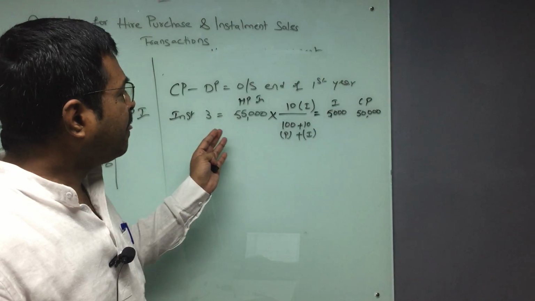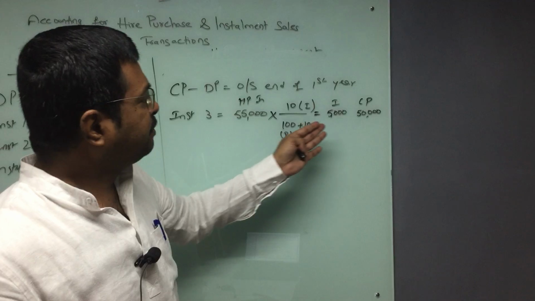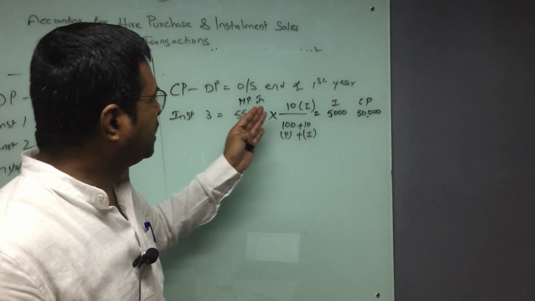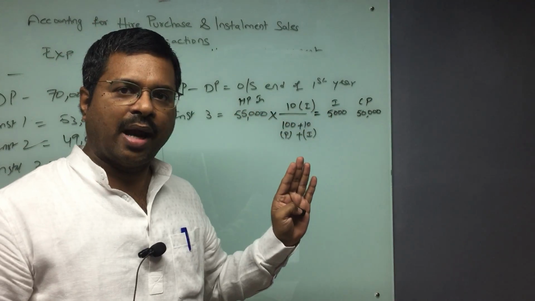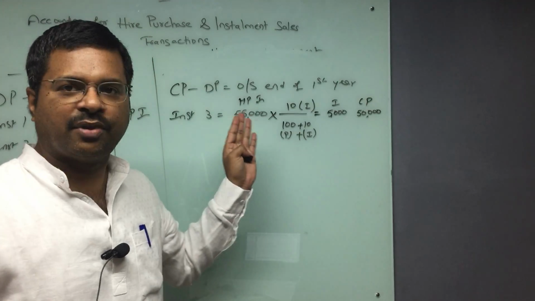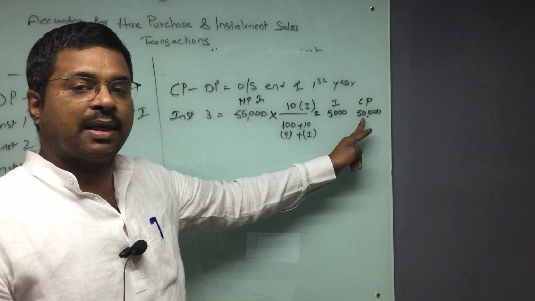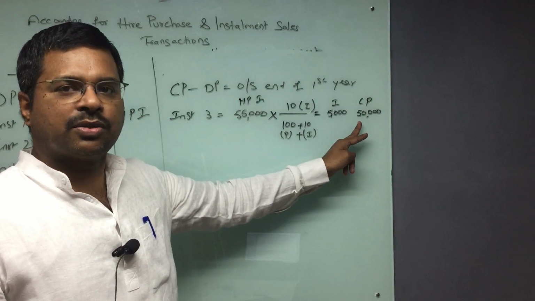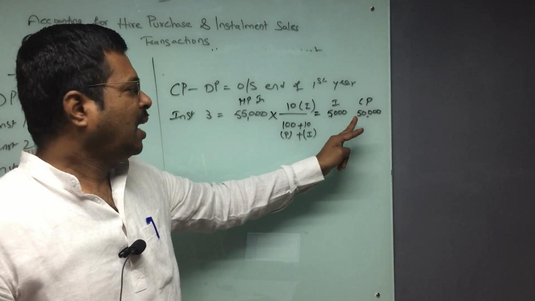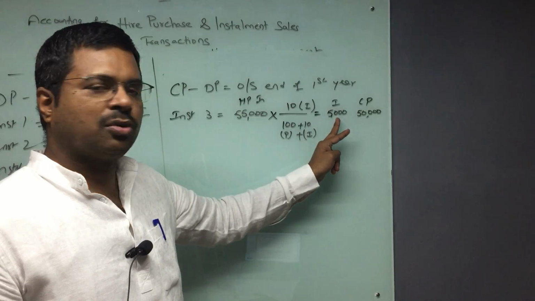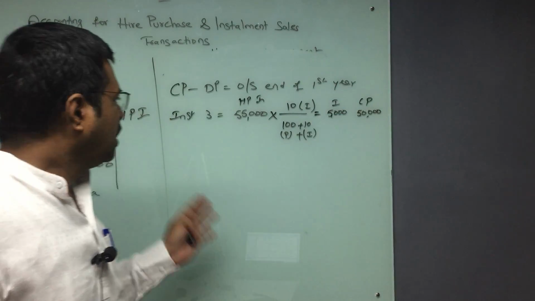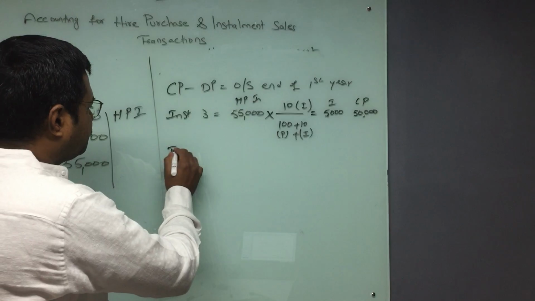That I am paying at the end of the year with 10% interest at 5,000. Adding 5,000, in total I am paying 55,000. So I know at the beginning of the third year, that is at the end of the second year, 50,000 I have the cash price due and 5,000 I have to pay as interest for the 1 year. Now coming to installment 2.